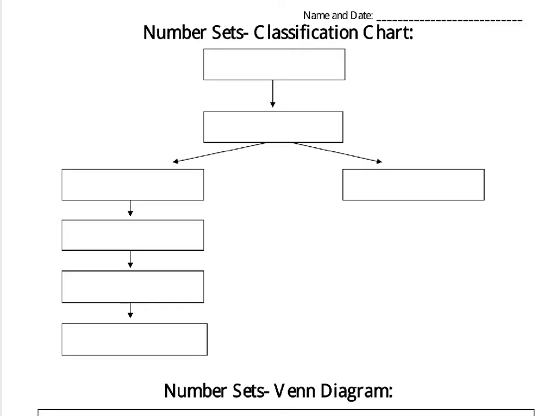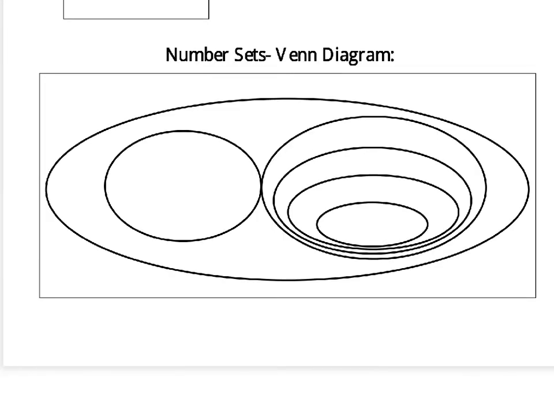If I took a natural number, say 3, well, since natural is at the bottom of this chart, 3 must also be considered then as a whole number, an integer, a rational, a real number, and a complex.